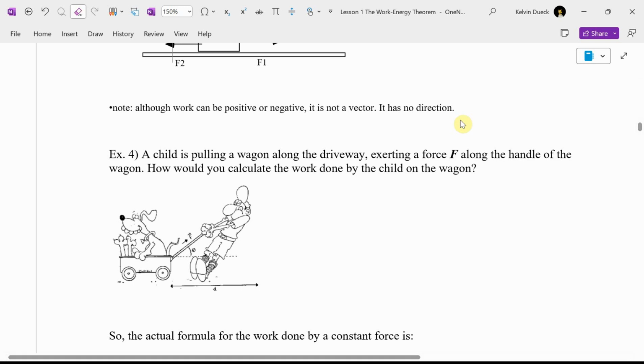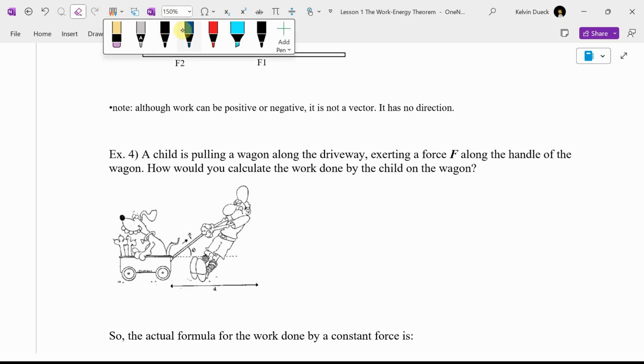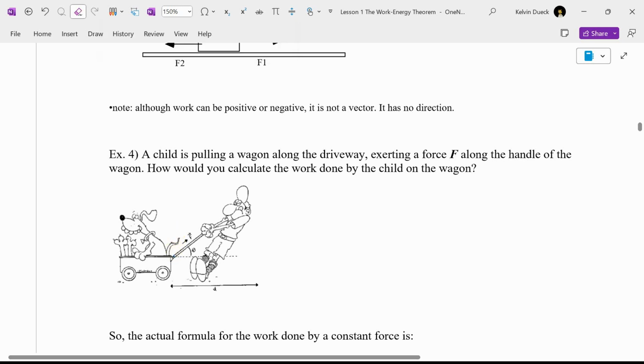What if we pull at an angle? Here is one. We have a child pulling on a wagon. How much work are they doing? I think we'll find it easier if we extend the F a little bit. We'll call that F. It is F applied, but I'm going to leave the applied off because I'm going to do as generic a diagram as possible.